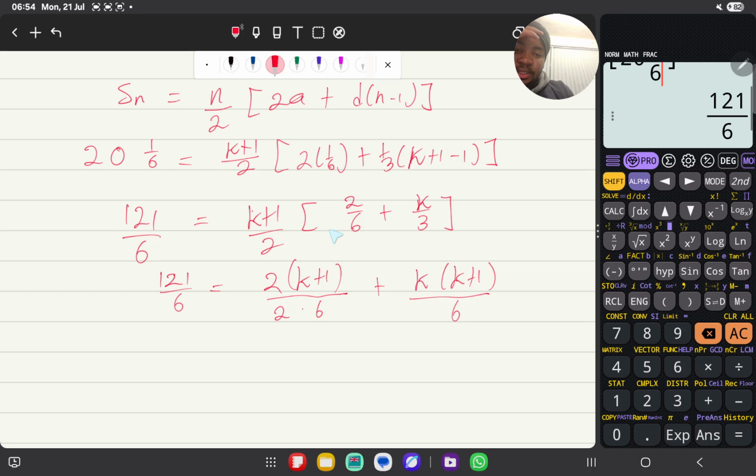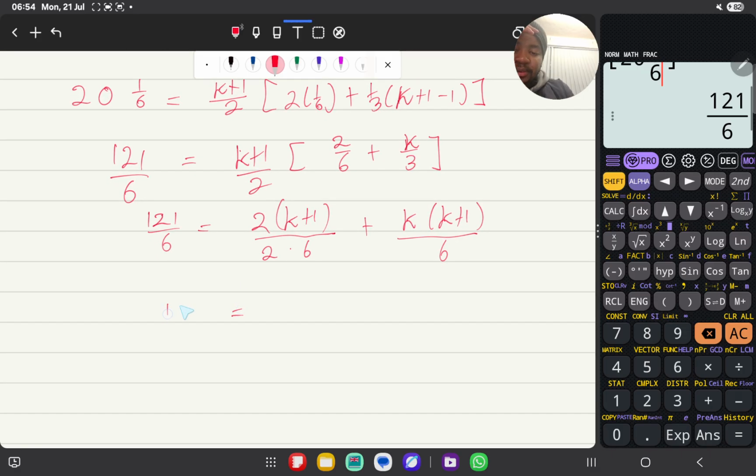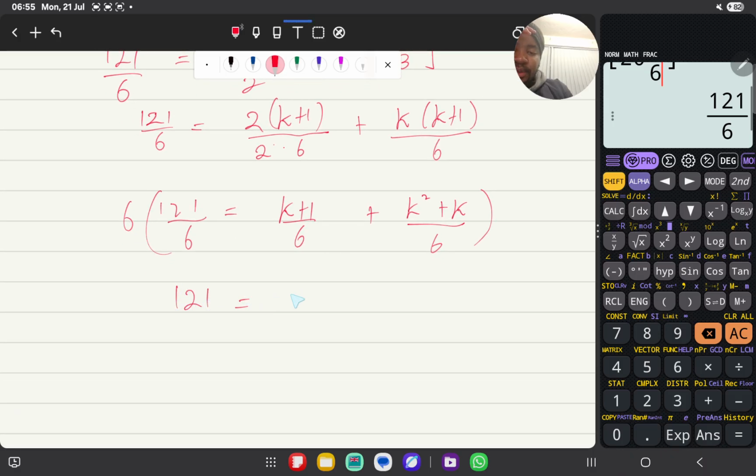This went down as it is. 2 times that. Yes. K times that one. Cool. Everything is still fine. Now I simplify. 1, 2, 1. These cancel, so I have k plus 1 over 6. I have k squared plus k over 6. So now when I multiply by 6, I have 1 to 1, k plus 1 plus k squared plus k.